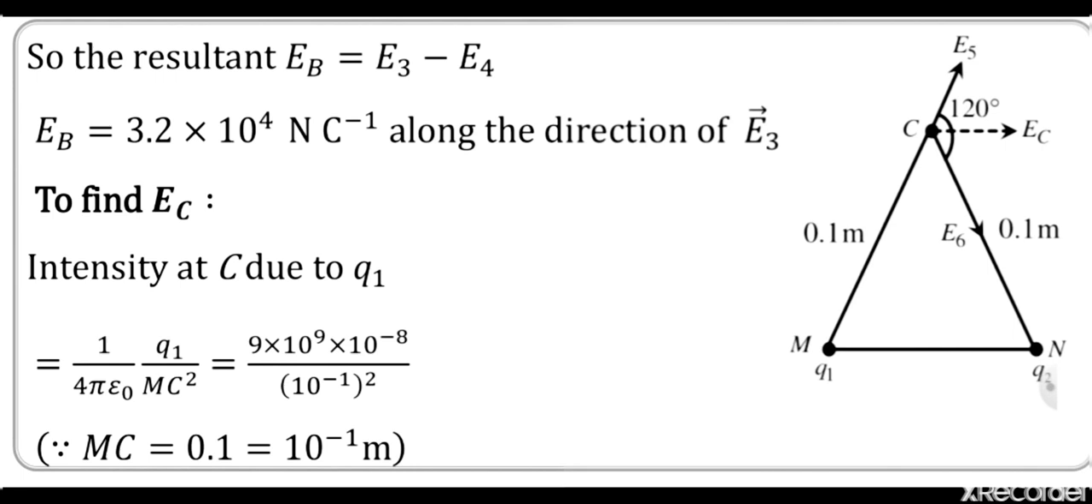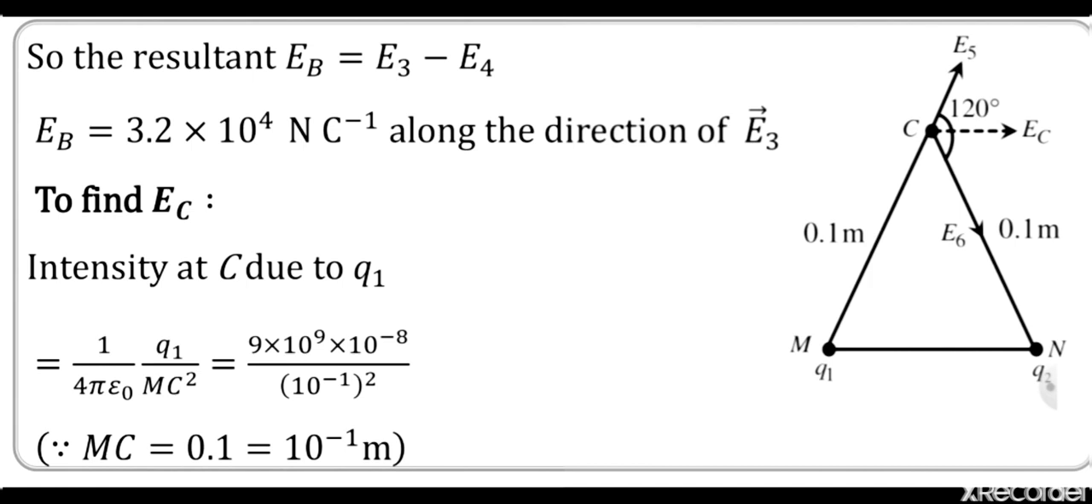Next, to find out the EC, that means the electric field at the point C. The point C is located at 0.1 meter from both the charges, and E5 is the electric field from the charge Q1, and E6 is the electric field from the negative charge Q2. E6 is towards the Q2 because it is a negative charge, and E5 is away from the Q1 because it is positively charged. Between E5 and E6 you can see the EC, that is the resultant electric field of E5 and E6, and the resultant angle is 120 degrees because it is an equilateral triangle here. All the sides are equal, so the inside angle becomes 60 degrees, so the external angle becomes 120 degrees.